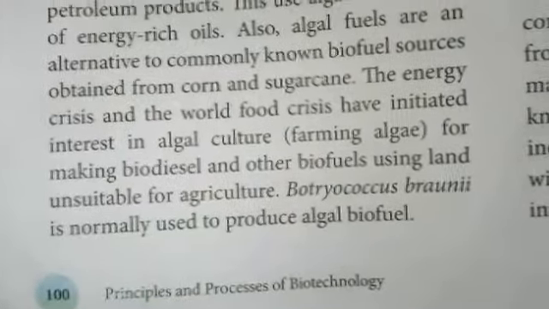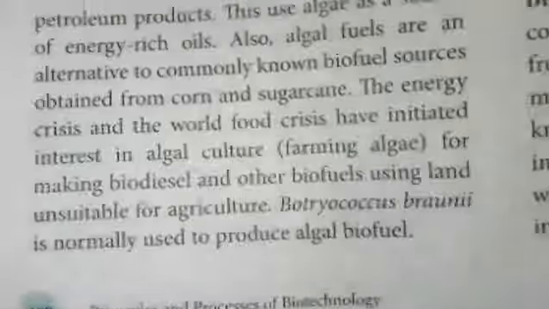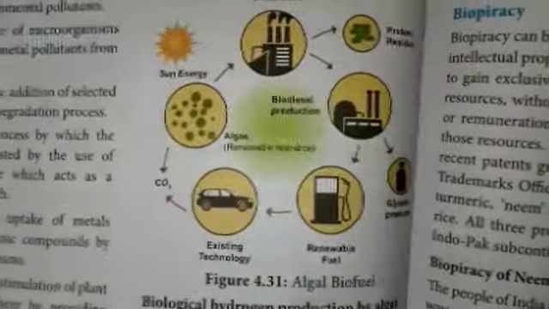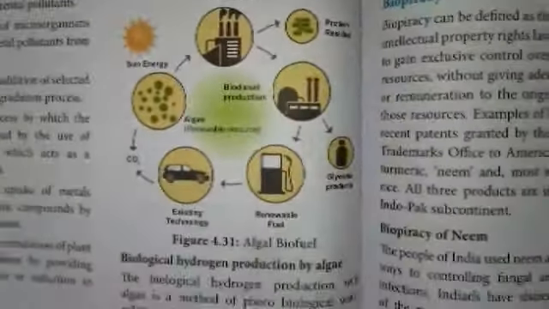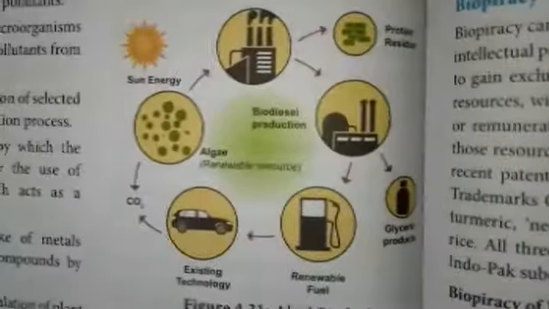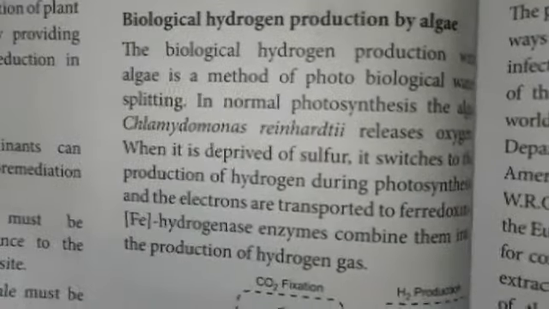Botryococcus braunii is normally used to produce algal biofuels. Now, the biological hydrogen production of algae. Biological hydrogen production with algae is a method of photobiological water splitting. Photo means using light to split the water.